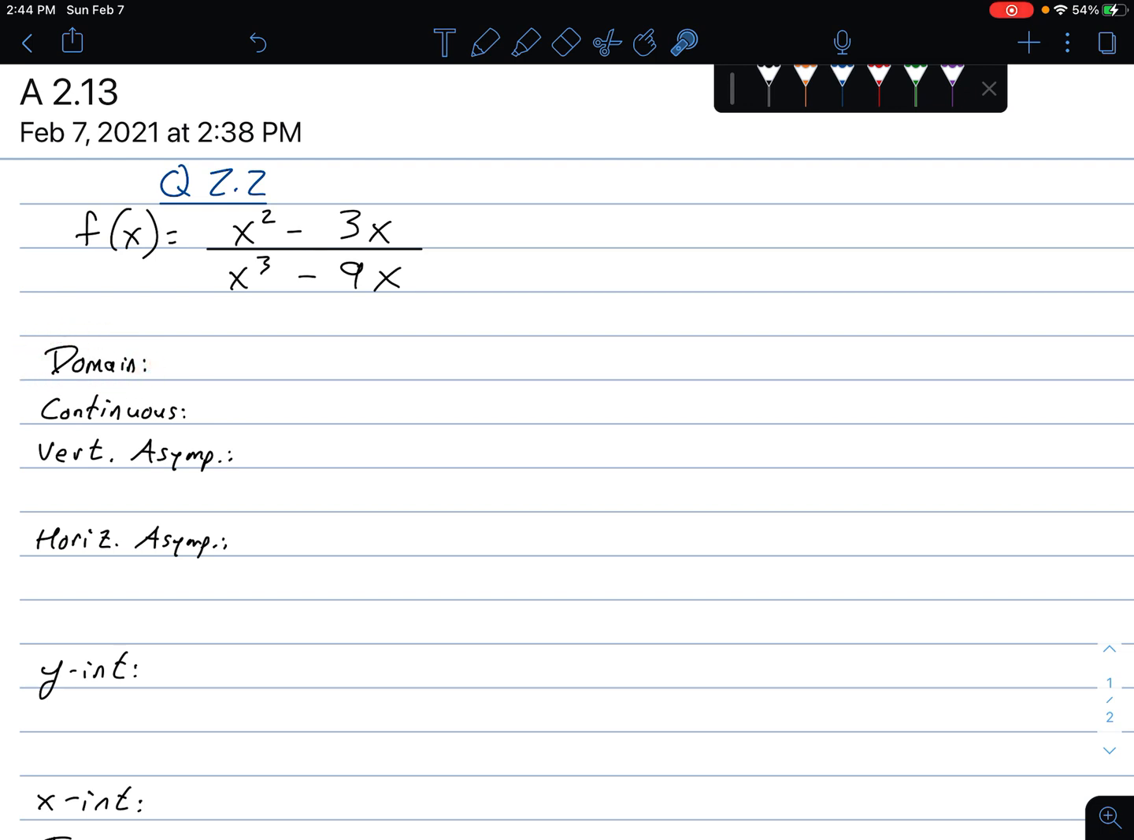Okay, I'm looking at my domain. My domain is based for rational functions. My denominator, I am eliminating only the values that will make my denominator 0. Everything else is good, I just can't divide by 0.